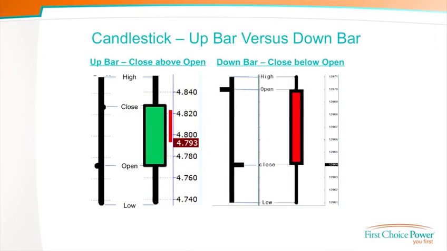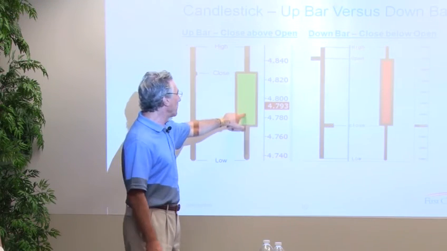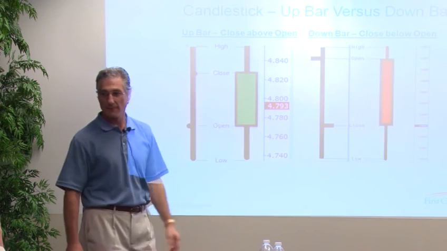Just comparing an up bar and a down bar. Exact same concept, right? So same open, same close on an up bar, left hash, right hash. Here, because it's a green bar, you know that the open is below the close.